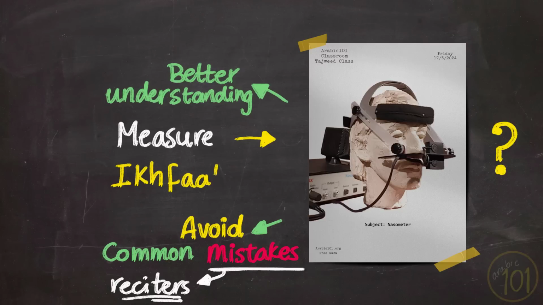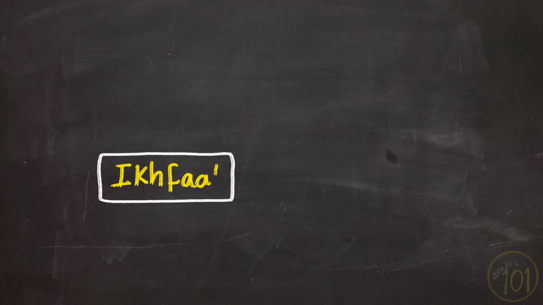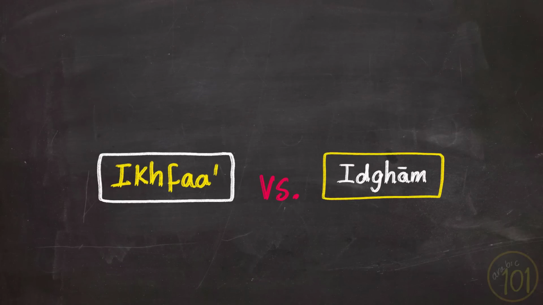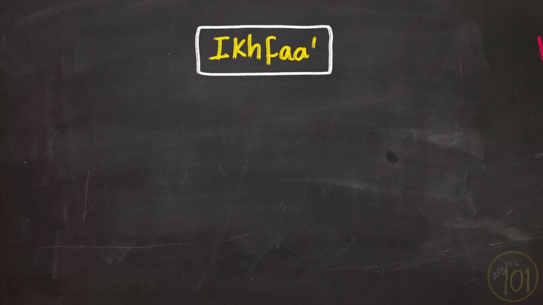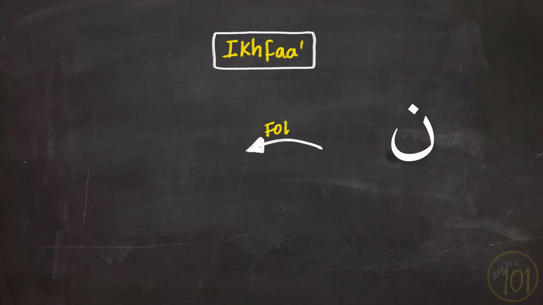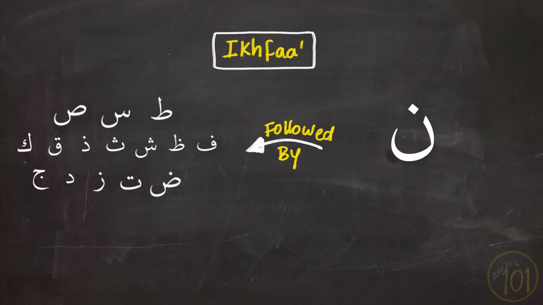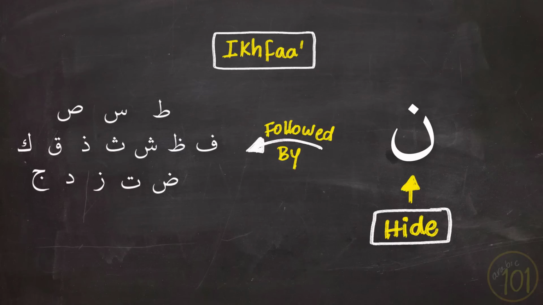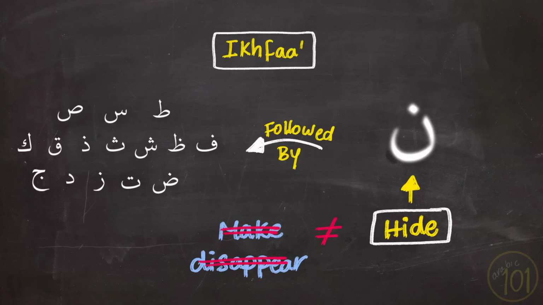Well, to understand how this thing works and how it can help us improve your recitation, let's first make sure that you understand the basic premise of ikhfaa without confusing it with idgham, since this is a quite common point of confusion. Now, when nun sakinah is followed by any of these letters, we apply ikhfaa, which is to hide the nun. And on a side note, hiding something does not mean making it disappear. So basically, the shadow of the nun is still there.